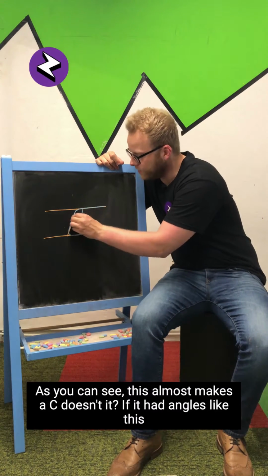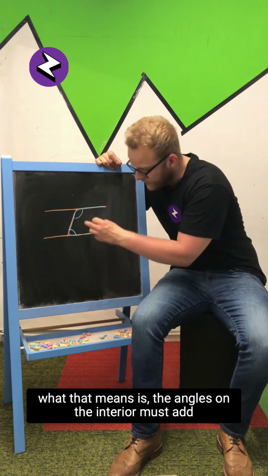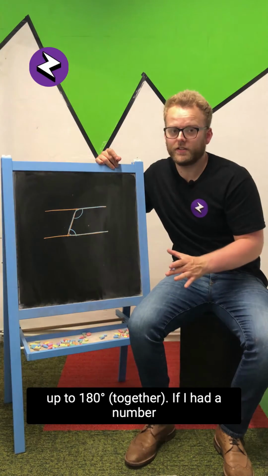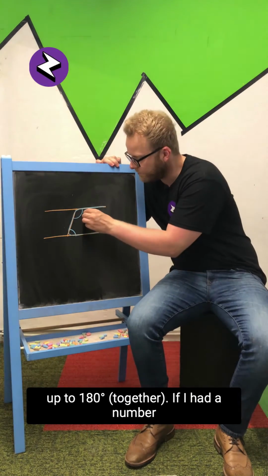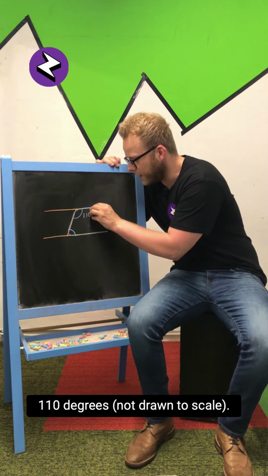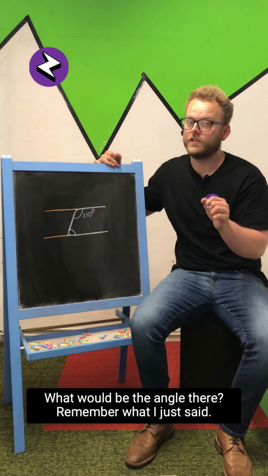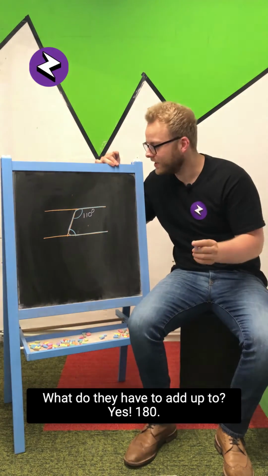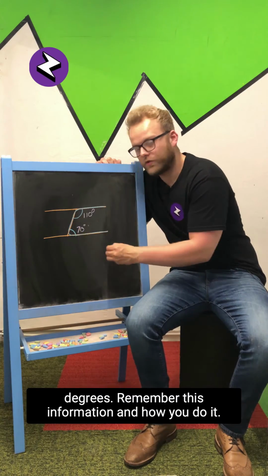And if you had angles that are like that, what that means is the angles on the interior, so inside, have to add up together to 180 degrees. Okay, so 180. So if I had a number, let's just draw one not to scale, let's go for something like this, 110, what would be the angle there? Remember what I just said. What do they have to add up to? Yes, 180. So you know that this missing angle is 70 degrees.